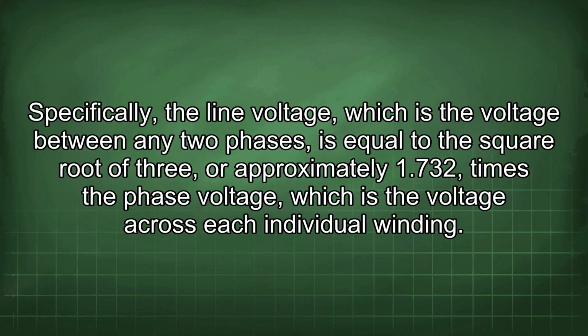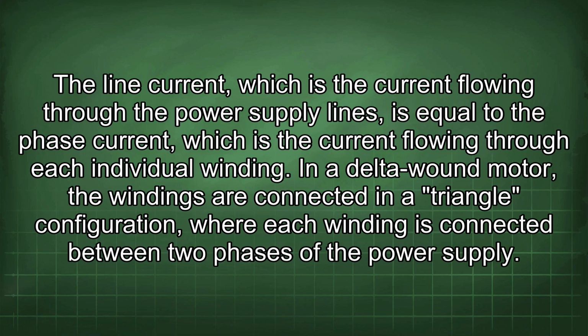Specifically, the line voltage, which is the voltage between any two phases, is equal to the square root of 3, or approximately 1.732 times the phase voltage, which is the voltage across each individual winding. The line current, which is the current flowing through the power supply lines, is equal to the phase current, which is the current flowing through each individual winding.